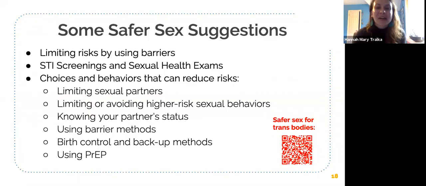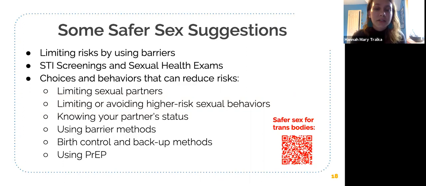Awesome. So just a little summary of everything that we've talked about. It's really important to try to limit risks by using barriers. Even if you are, for example, on birth control, using barrier methods can help prevent the spread of STIs. STI screenings are really great. They recommend to have them every 3 to 6 months or between partners.